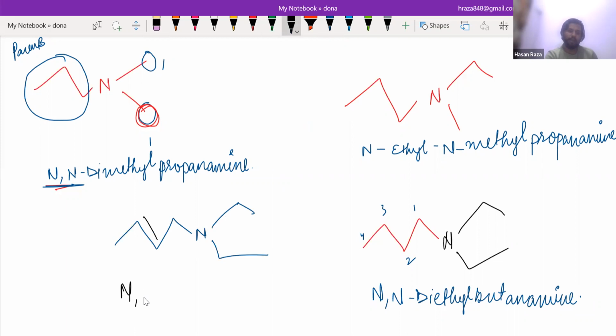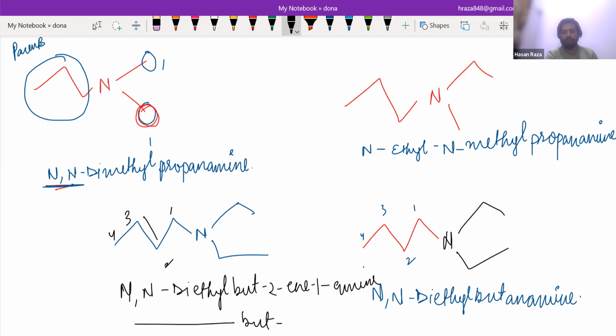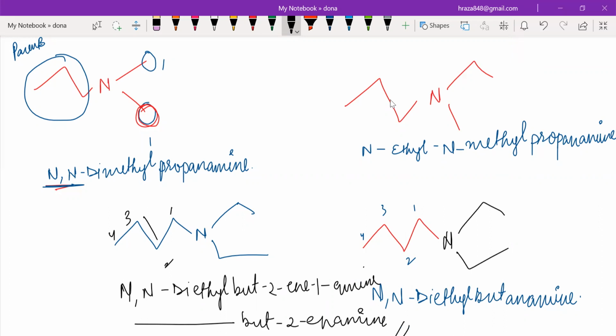Let's say here is the double bond, N comma N diethyl. Now you need to number 1, 2, 3, 4. So its name will be but-2-en-1-amine, or you can use but-2-en-amine. The rest of the part will be the same. Are you getting my point? Both work, right? Yes. Okay.